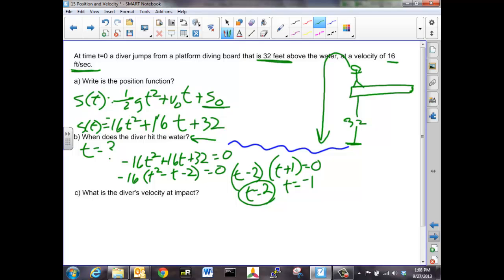Why wouldn't it be negative 1? Can't go back in time. Remember, t is time. Where did the 16 go? This is 16 times something is 0. Well, we know it can't be 16. It's got to be the something. So, okay. So we got t equals 2. C part. What is the diver's velocity at impact? How do we figure that out?